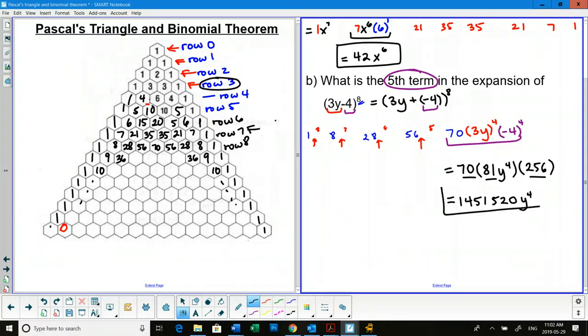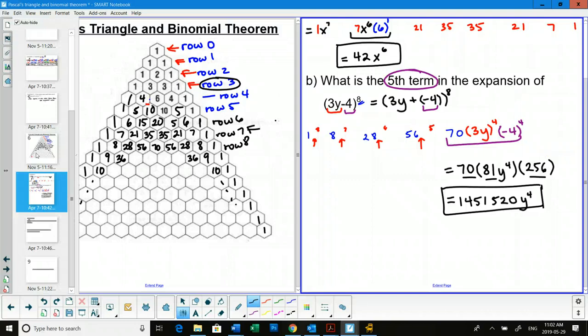Sweet. Definitely don't want to do that expansion. That would be a big one. Questions for this? So just for these ones, we don't have to write everything out. We're just focusing in on that one term. And if you want to write your coefficients just as placeholders for you to count down so that you can find the correct exponent value, that's great.